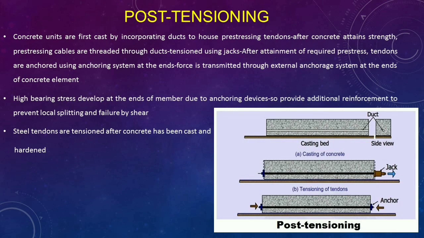After the concrete has attained sufficient strength, the pre-stressing cables are threaded through the ducts and they are tensioned using hydraulic jacks, which is depicted in B part of the figure, tensioning of tendons using jack. After applying the required pre-stressing force, the tendons are anchored at the ends by means of special anchoring systems provided at the ends. The force is transmitted through the external anchorage system at the ends of the structural concrete element. This is depicted in C part of the figure.